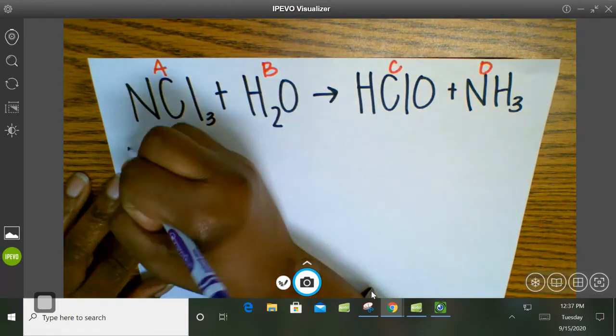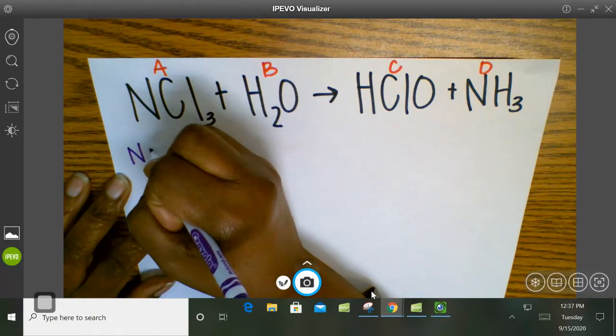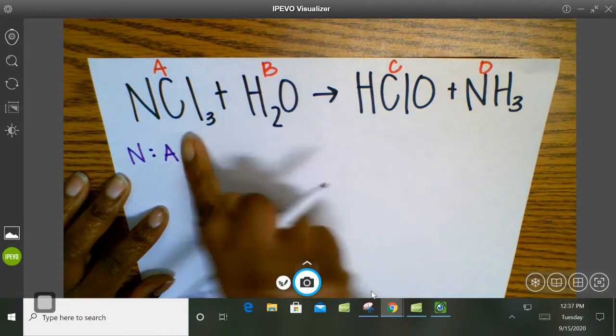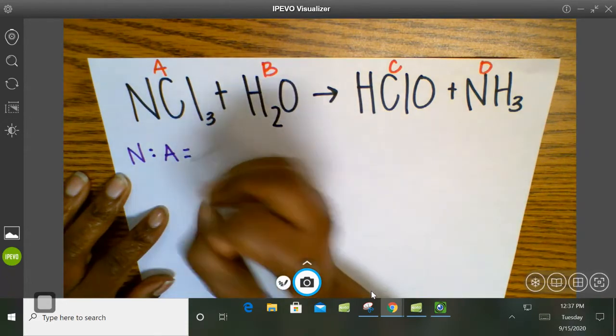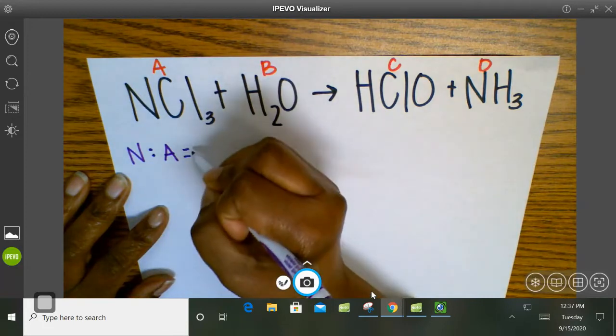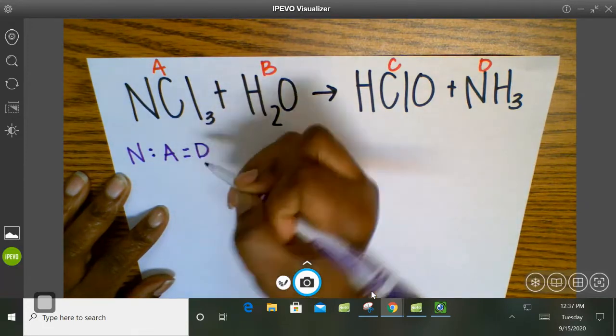All right, so N, there's 1 under A. I don't have any more, so that's going to equal the number that I have on the product side, which is under D, and there is 1.